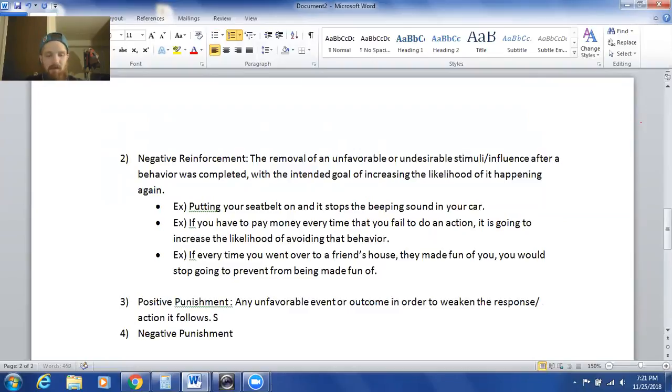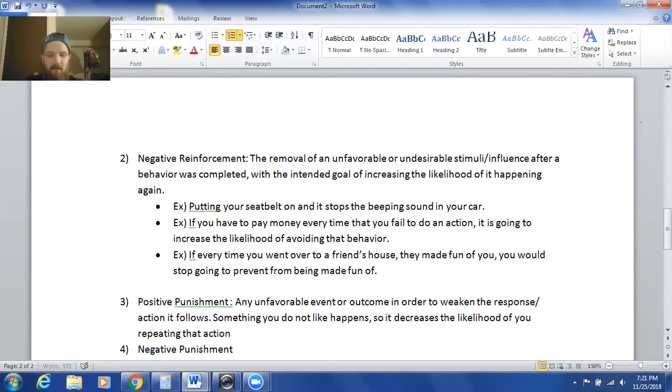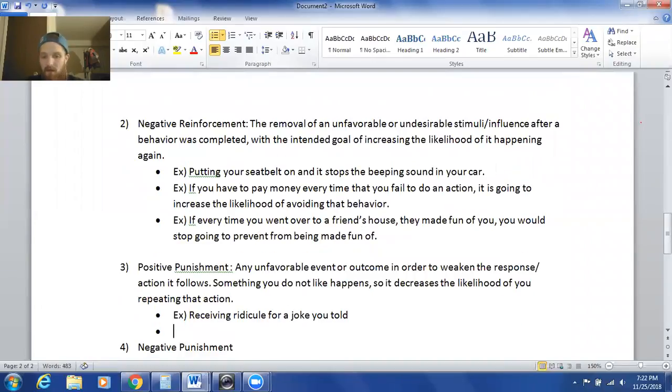So something you do not like happens, so it decreases the likelihood of you repeating that action. So an example here, receiving ridicule for a joke you told.